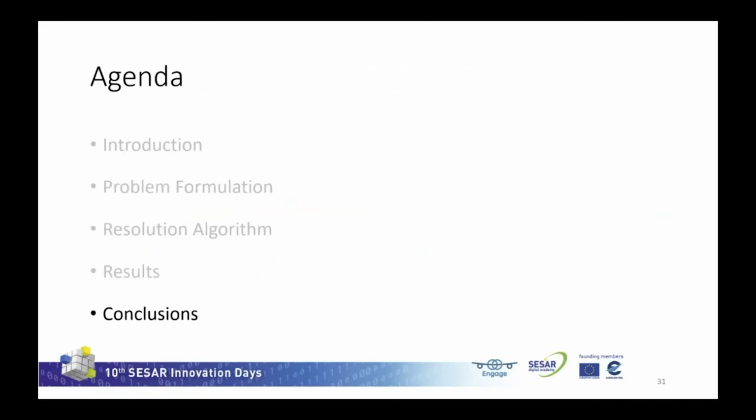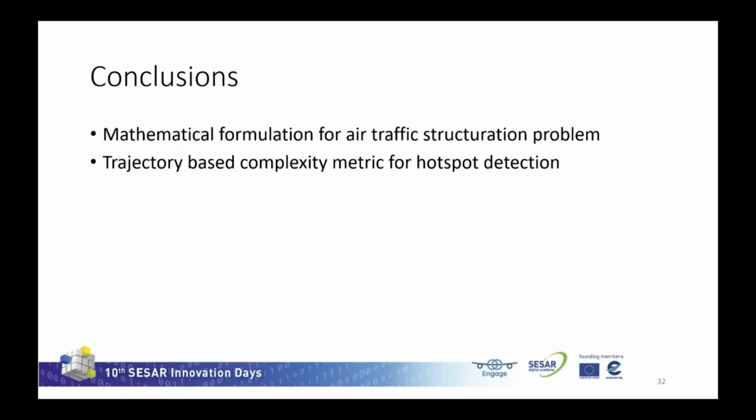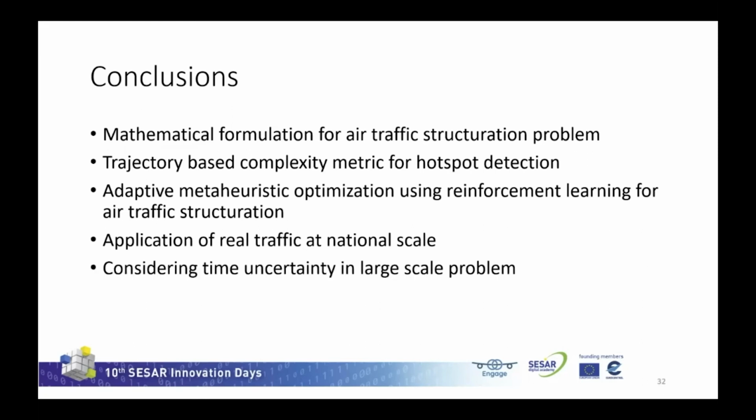So finally, the conclusion of this work. We have formulated the air traffic structuration problem with alternative time of departure and en route trajectory. And we developed a trajectory-based complexity metric for hotspot detection. To minimize the complexity in the traffic, we structure the traffic by proposing an adaptive meta-heuristic optimization using reinforcement learning. Our algorithm has been applied to real traffic at national scale. Our algorithm also takes time uncertainty into account for this problem.